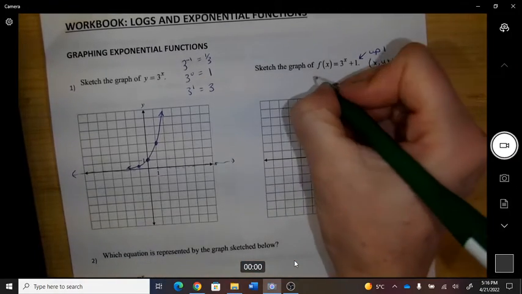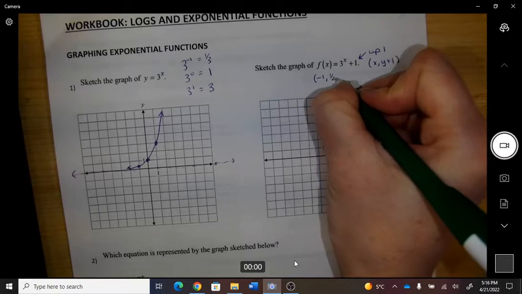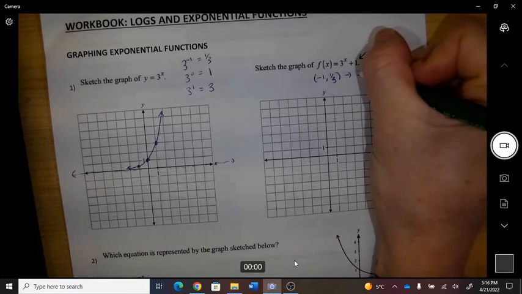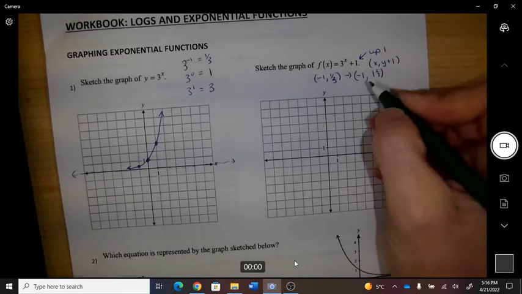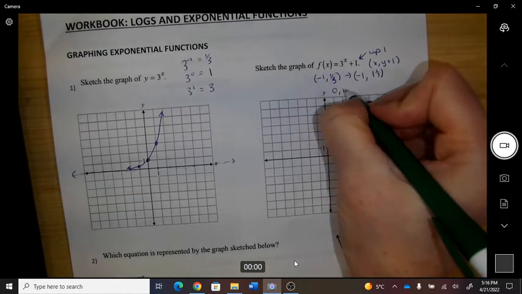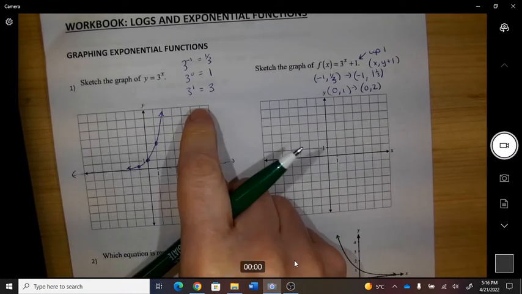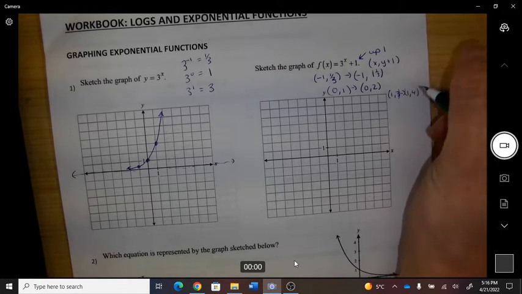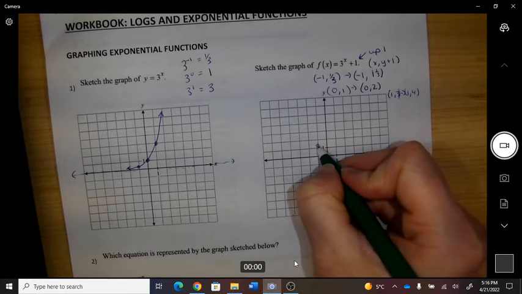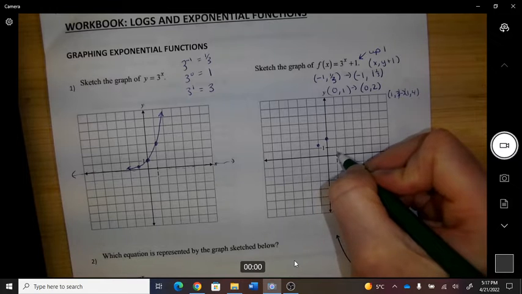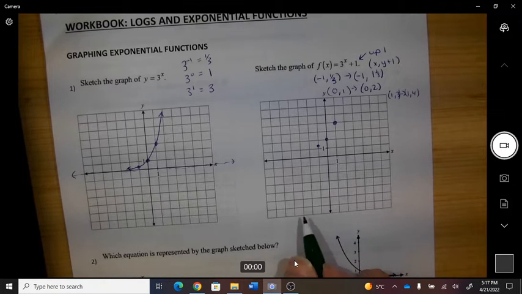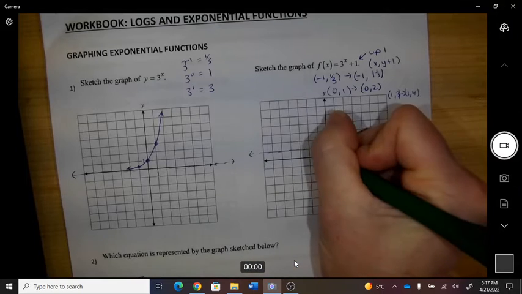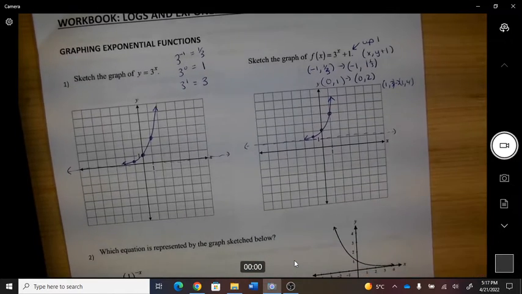So I'm going to take these three coordinates, negative 1, 1/3, and I'm going to go up 1, so negative 1 comma 1 1/3. I'm going to grab the coordinate 0, 1 and turn it into 0, 2, and the coordinate 1 comma 3 and turn it into 1 comma 4. So negative 1, 1 1/3, 0, 2, and 1 comma 4. And also because of the up 1, the asymptote will now be at y equals 1. And there's my graph.